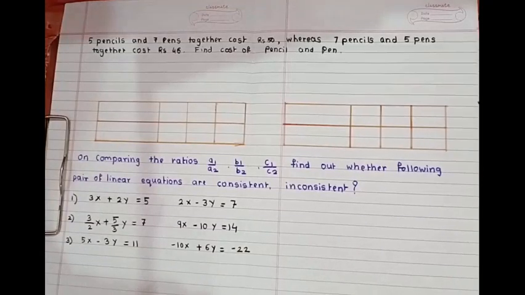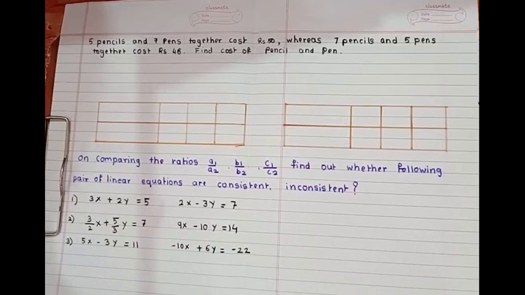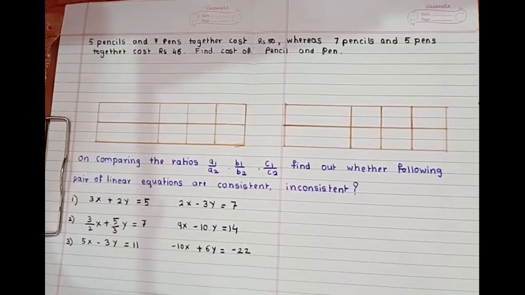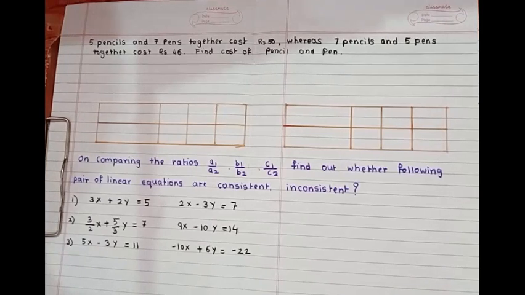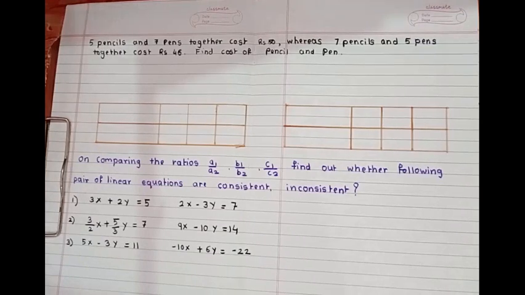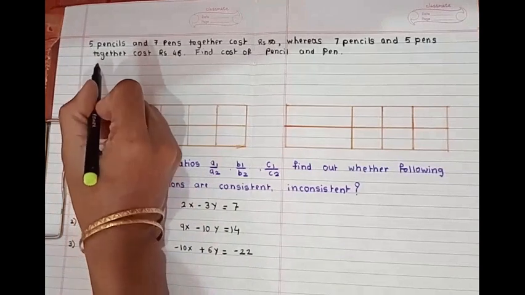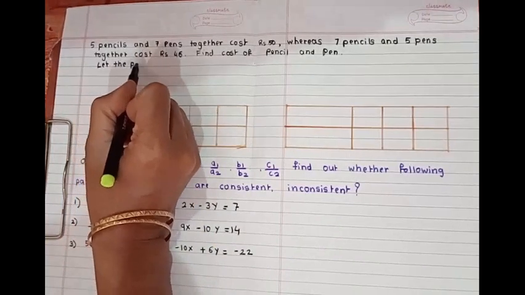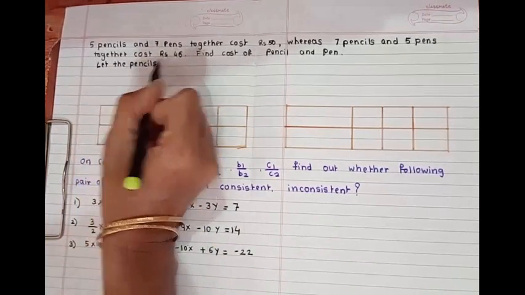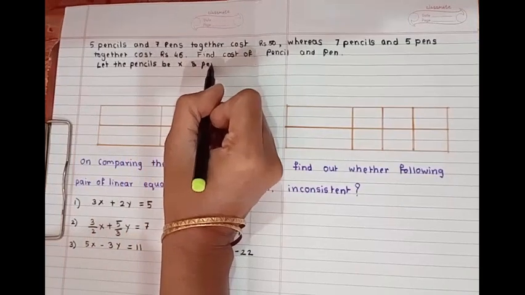That is the second question. 5 pencils and 7 pens together cost rupees 50, whereas 7 pencils and 5 pens together cost rupees 46. So find the cost of a pencil and a pen. So you know how to make the equation. Everyone knows, 5 pencils, let the pencils be x, and pens be y.